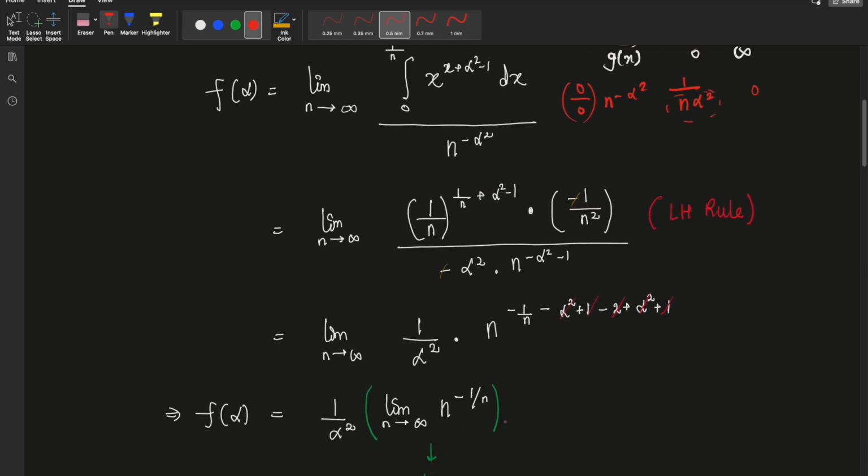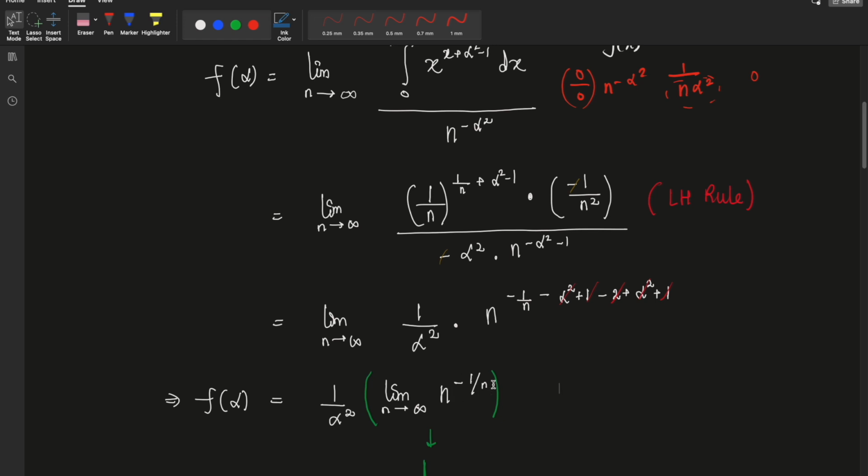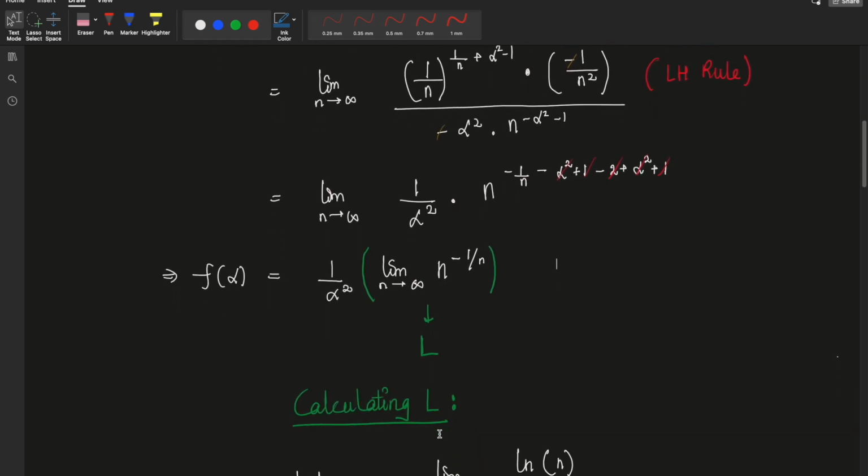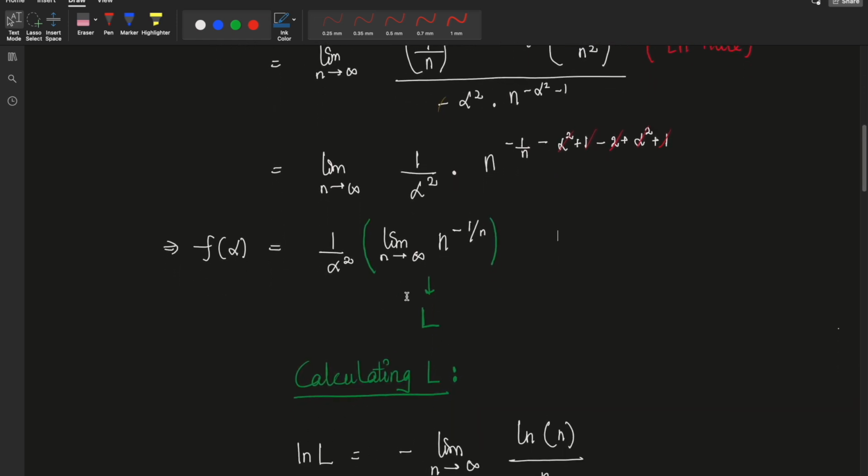Now I'll be evaluating L. So one good way of solving such limits where there's a power is by taking log, so that we can get rid of the power. So we'll do that here. So we get that ln of L is equal to minus limit n tends to infinity ln of n divided by n.